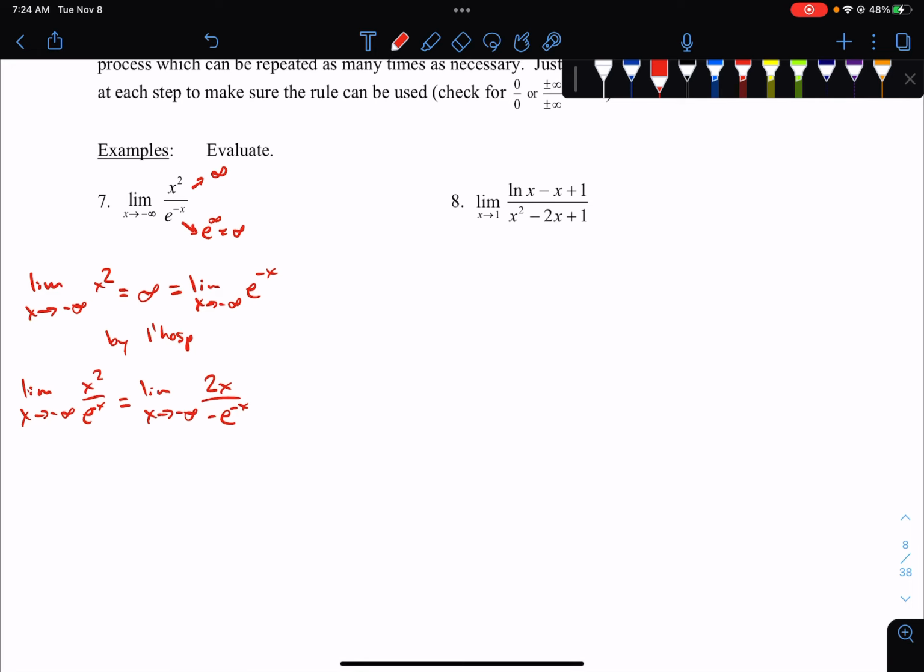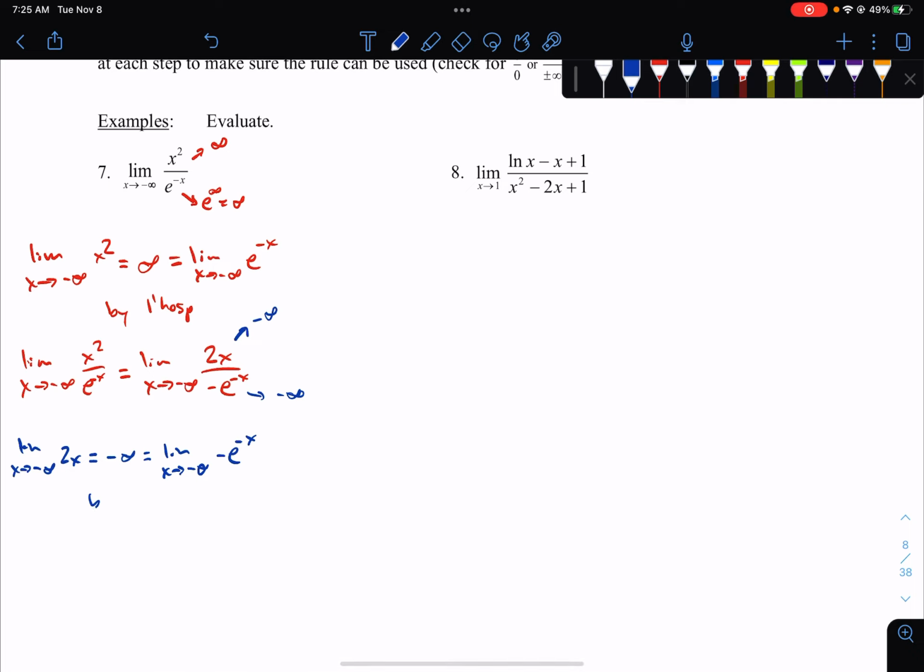Okay, now let's try plugging in -infinity again. When I plug it into the top, I get 2 multiplied by -infinity. That gives me -infinity. On the bottom, I get e to the positive infinity, but the negative sign in front makes the bottom also go to negative infinity. So the limit as x goes to negative infinity of the top is equal to negative infinity, which equals the limit as x goes to negative infinity of the bottom.